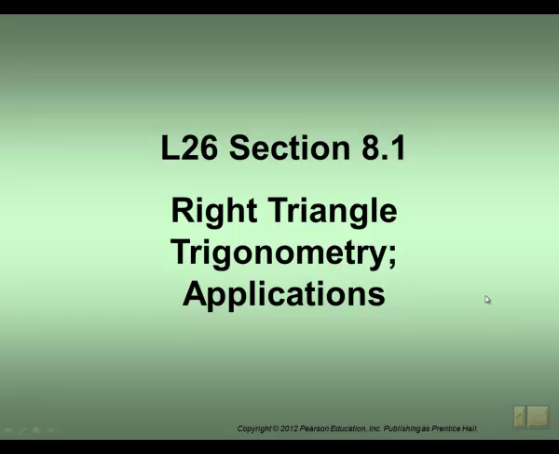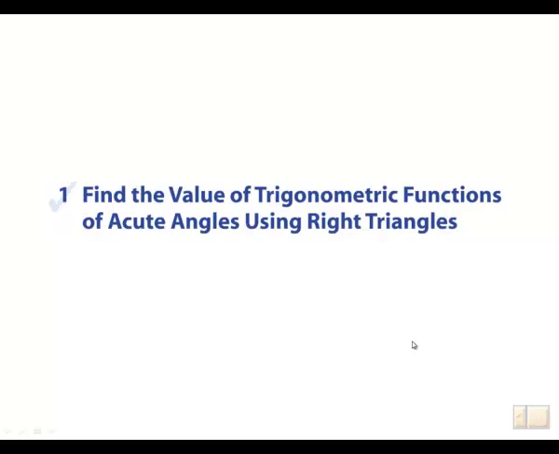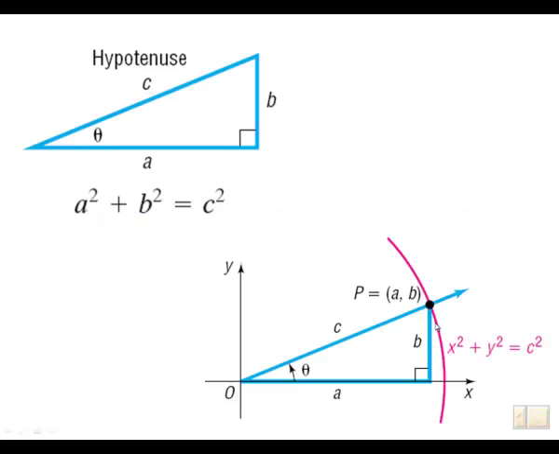Okay, this is MAT 175, Lesson 26, Section 8.1, Right Triangle Trigonometry, Applications. Well, before we get to the applications, we're going to do some basic problems in right triangle trigonometry: find the value of the trigonometric function of acute angles using right triangles.